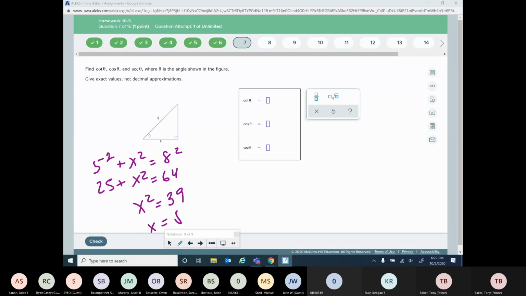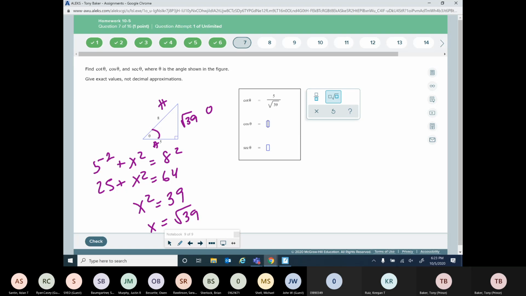So we've got x equals the square root of 39. So if I'm standing here, that's my opposite, that's my adjacent, that's my hypotenuse. Cotangent is the reciprocal of tangent. So tangent is opposite over adjacent, so cotangent is adjacent over opposite. So it's 5 divided by the square root of 39.